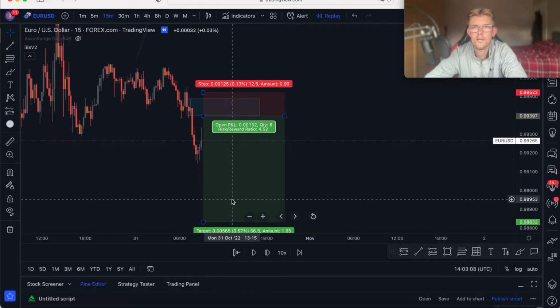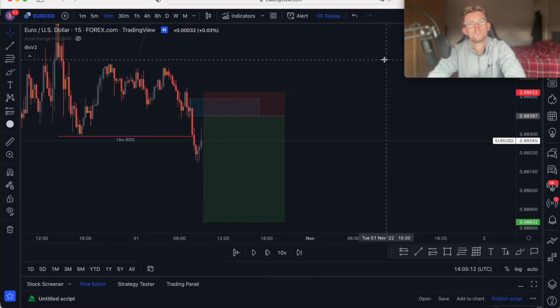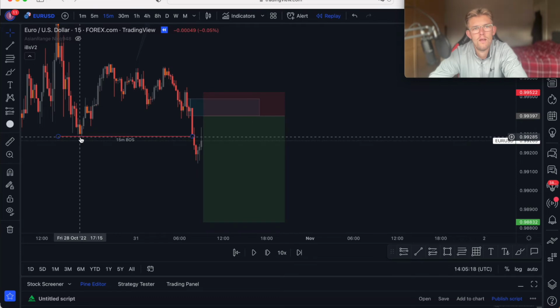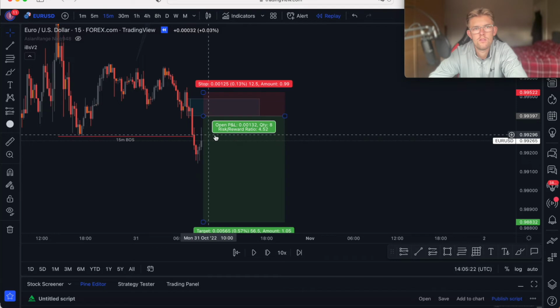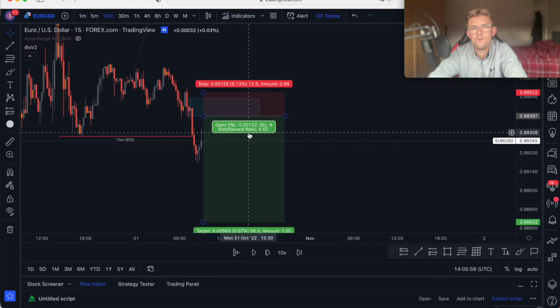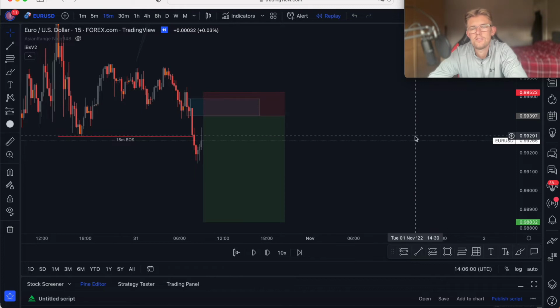So how do we determine this better point of entry? Just as a quick example, I'm going to keep this as it was. I've highlighted that there's been a 15-minute break of structure to the downside, indicating that the current trend on the 15-minute time frame is bearish. So what do we want to do? Well, following the trend is the best option.